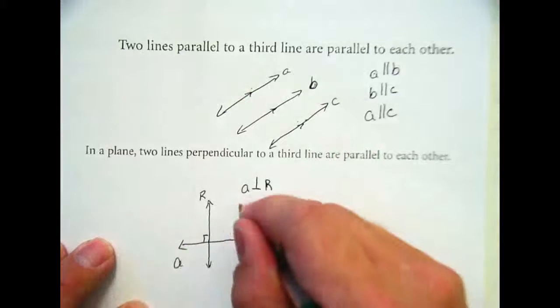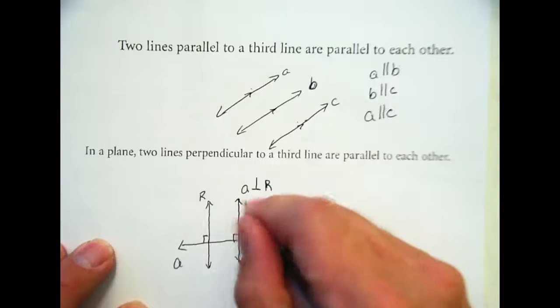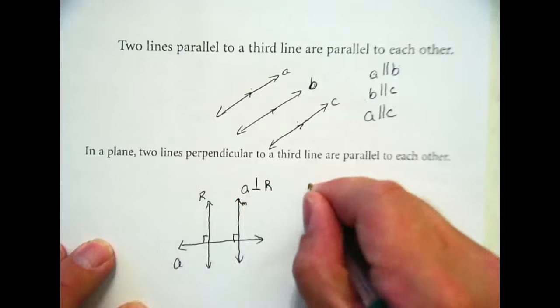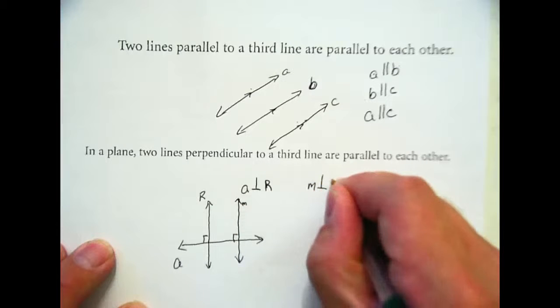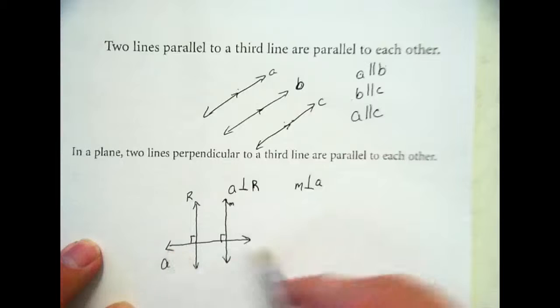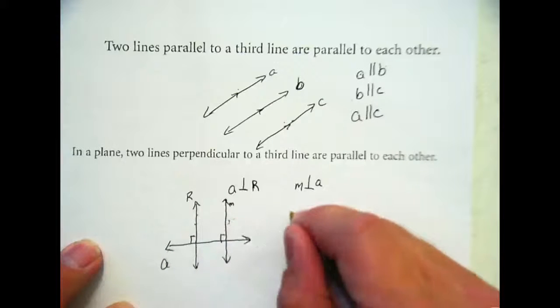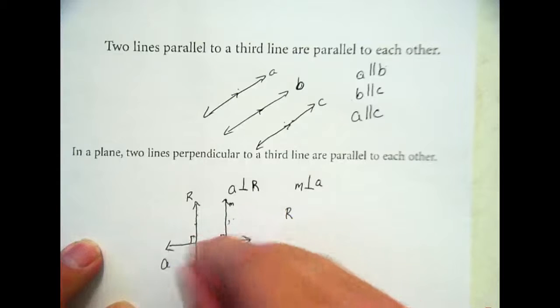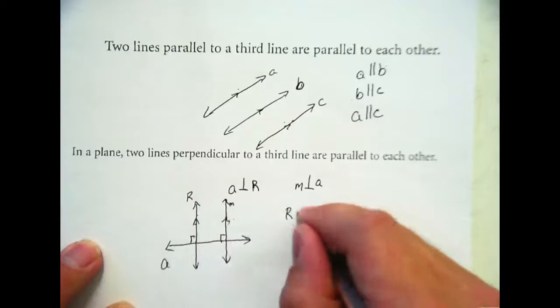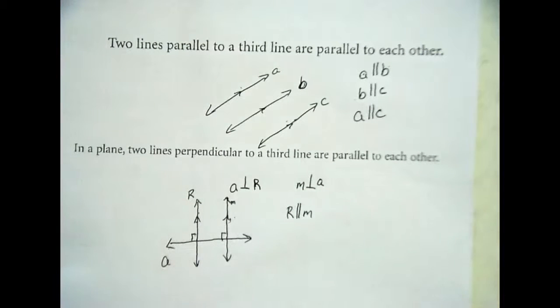Okay? And let's make another line. What are we going to call that one? M. Okay. M is perpendicular to A. Therefore, in a plane, two lines perpendicular to a third, which is A, so these are the two lines perpendicular to the third, are parallel. R is parallel to M. Why? Because they intersect A both at right angles. Therefore, those two have to be parallel. R has to be parallel to M. Okay. Think we got it?